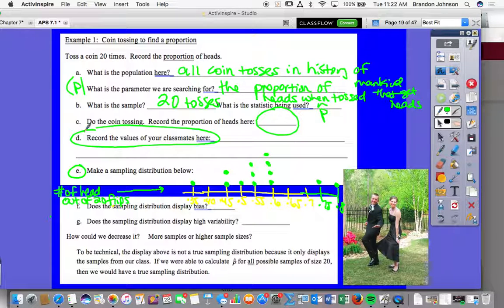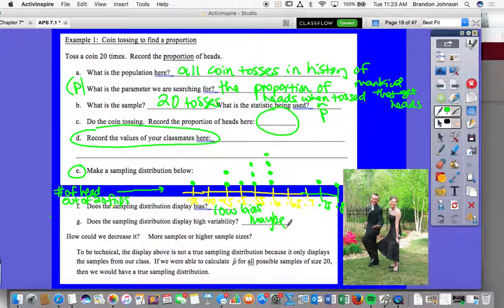So we call this a sampling distribution because we took a sample and put it in a distribution that you see there, within our proportion. So does this display bias? I would say it doesn't, based upon the fact that how we flipped it, we did it randomly, right? Could we have done a better job? Maybe if we had more people, that might have helped. So I would say that the bias was low. The variability, was it high? I would say maybe, because the next question says, how could we decrease it? More samples or higher sample sizes?